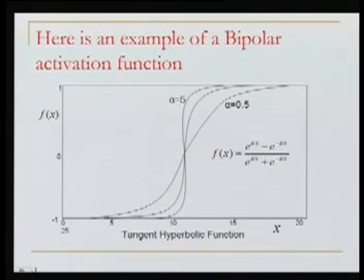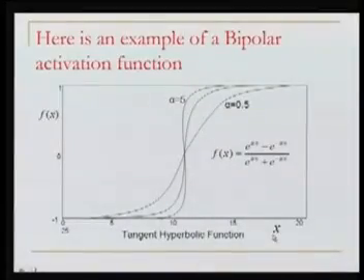Now, here is another example of an activation function. The previous one was unipolar because the activation function has a value from 0 to 1 as you vary the input x from minus infinity to plus infinity. But now, with this activation function, when you vary x from minus infinity to plus infinity, you have values from minus 1 to 1, and this is a tangent hyperbolic function.